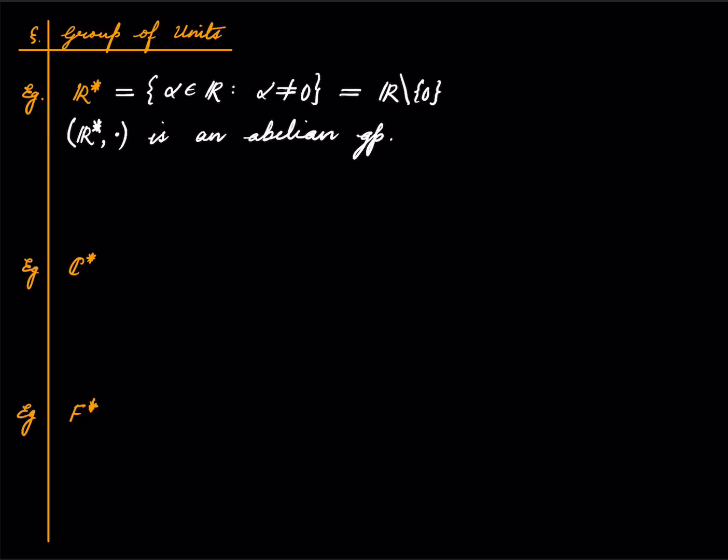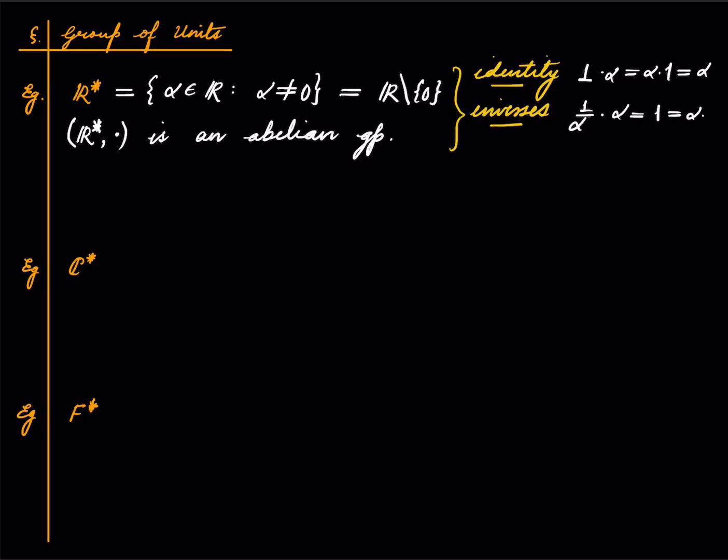So associativity again I won't check, but for identity, one is an identity of this, one is the identity of this, because 1 times alpha equals alpha times 1 equals alpha for all real numbers alpha. And inverses, one upon alpha is an inverse of alpha.